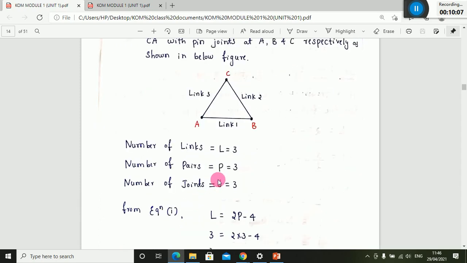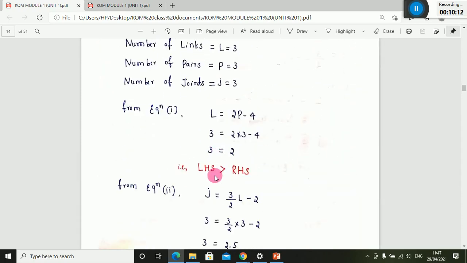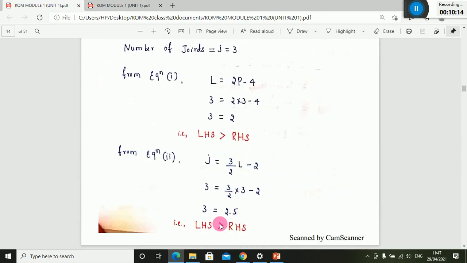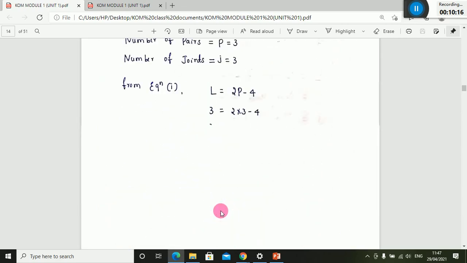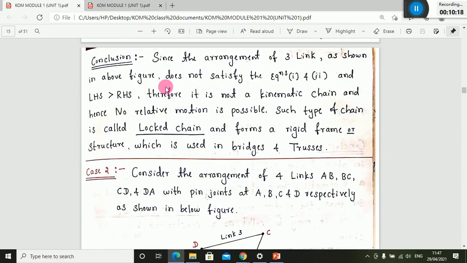I'll explain what a structure is in the next slides. So the conditions are the same: LHS is greater than RHS in both conditions. So just write down the conclusion. Since the arrangement of three links as shown in the above figure does not satisfy equations 1 and 2, and LHS is greater than RHS, therefore it is not a kinematic chain, and hence no relative motion is possible. Such a type of chain is called a locked chain.